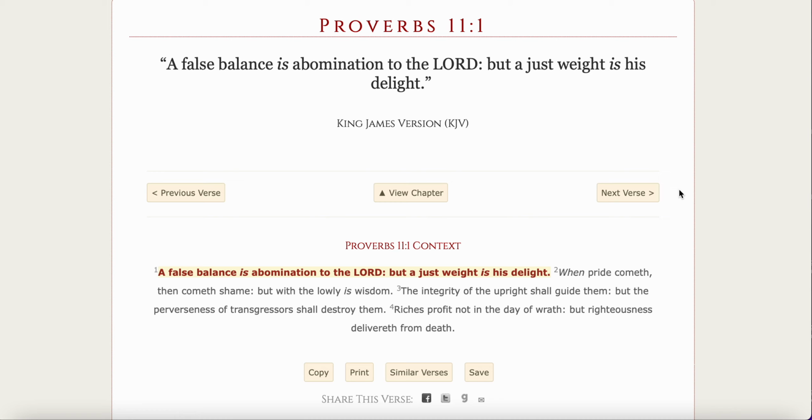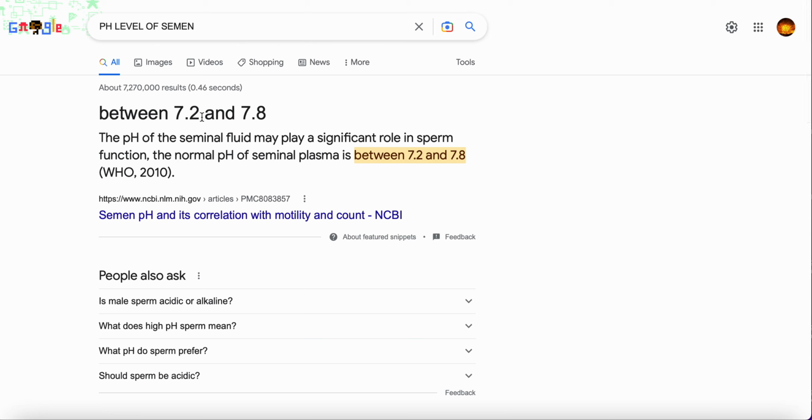The integrity of the upright shall guide him, but the perverseness of transgressors shall destroy them. Riches profit not in a day of wrath, but righteousness delivereth from evil. And again, just to close out, if you look at these balances and you understand there's a scale from 0 to 14, you understand that a man biologically is at about 7.2. A man in his natural state is balanced, but a woman in a natural state is unbalanced.